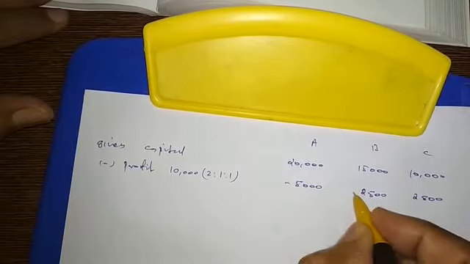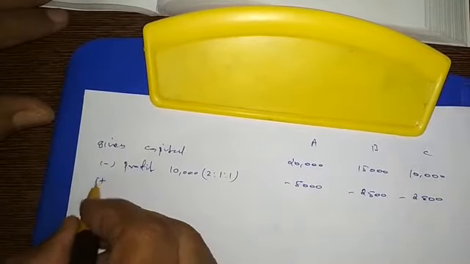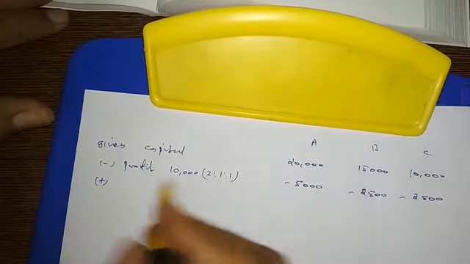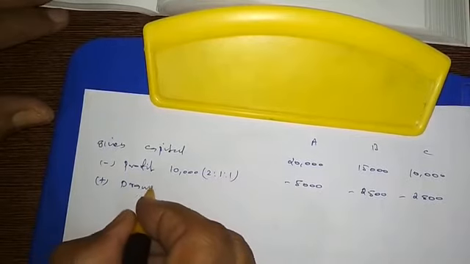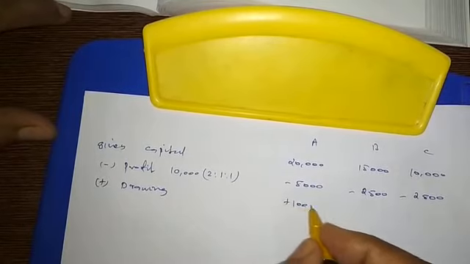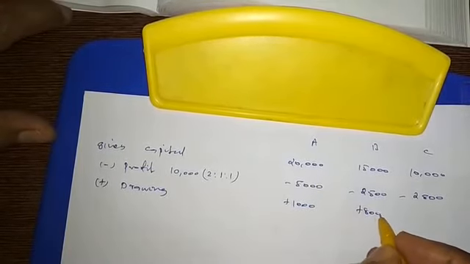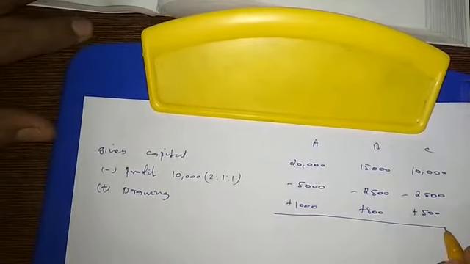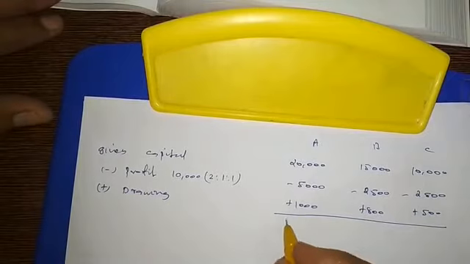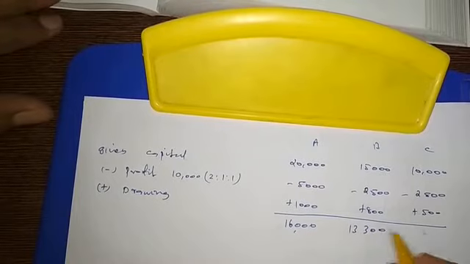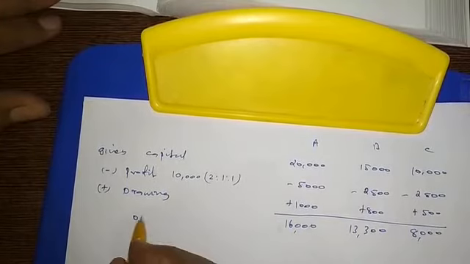This we are minusing. And drawing is already subtracted to get this amount. Drawing is subtracted, so we have to add back, then only we will get the opening capital. Drawings we are adding. The amount of drawing is given 1,000, 800 and 500. Now we will get the opening capital. This will be 16,000, 13,300 and 8,000. This is the opening capital.